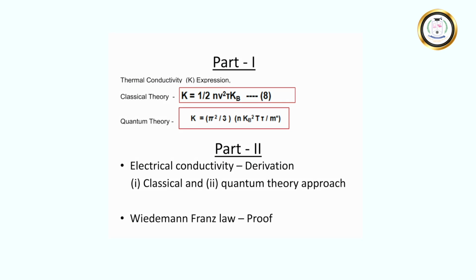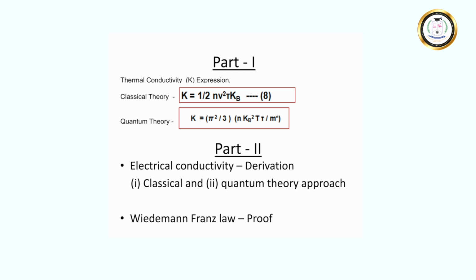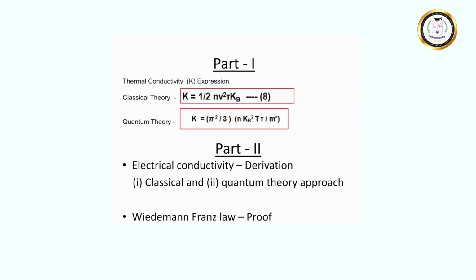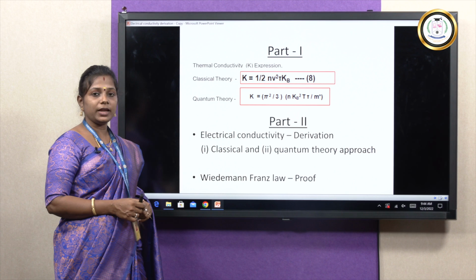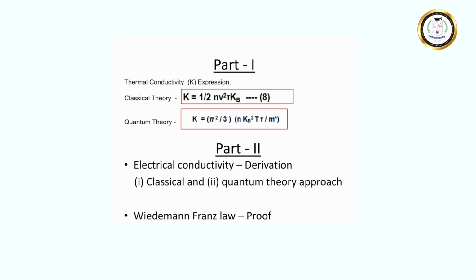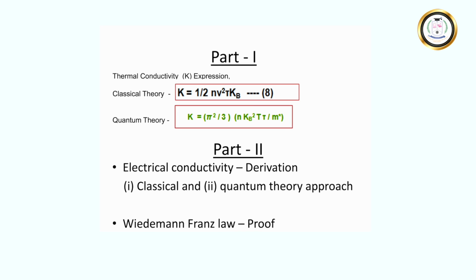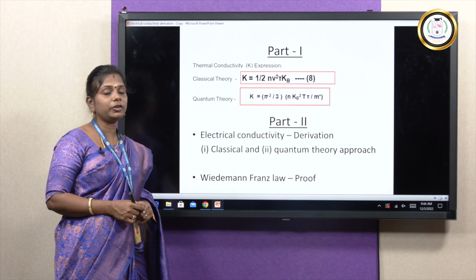In our first session, as I mentioned, we discussed the thermal conductivity derivation part by using classical as well as quantum theory. By using the classical theory, it is obtained that K is equal to half n v square tau Kb. By using the quantum theory, it is observed that K is equal to pi square by 3 n Kb square T tau by m star. Here n is the number of free electrons per unit volume, v is the velocity, tau is the relaxation time, Kb is the Boltzmann constant, then m star is effective mass of an electron. The classical theory failed to explain the thermal conductivity in terms of effective mass of an electron.